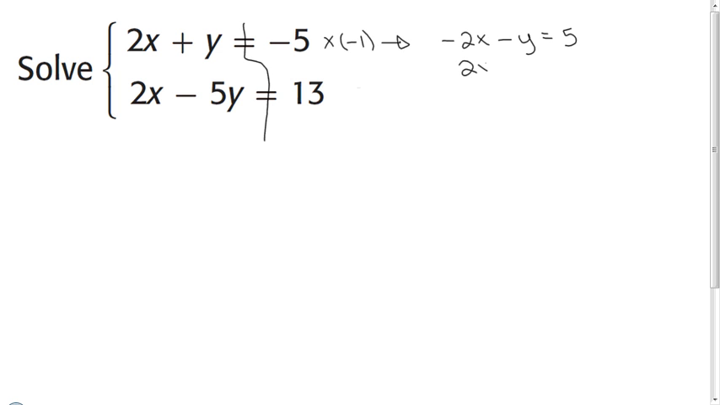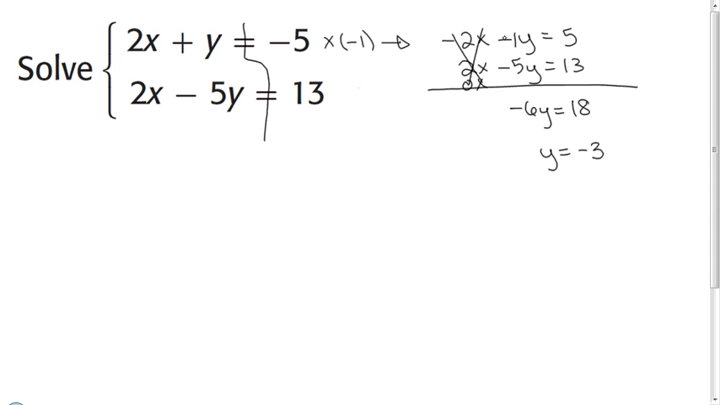My other equation I don't need to do anything to, but now I can add them up and this will add to 0 x's. So I've got my 0 x's here, a negative 1y, and a negative 5y makes negative 6y. And over here, 13 plus 5 gives me 18. So dividing by negative 6, I'll get that y is negative 3. Again, the idea here is that when I add the equations and I have opposite coefficients, I end up getting a new statement with only one variable.